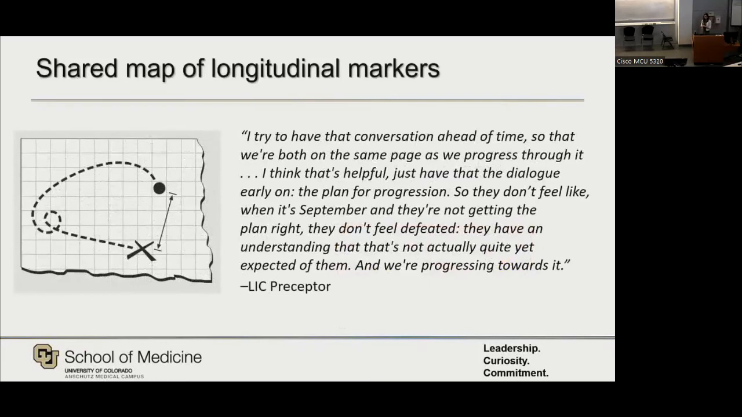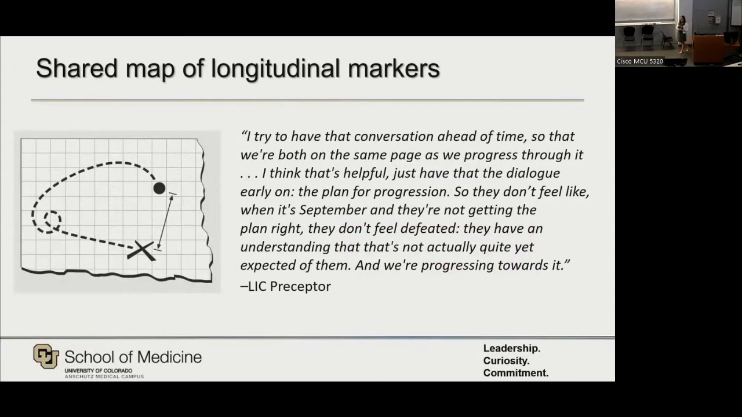And then this leads to the shared map of longitudinal markers. I think probably the loudest thing we heard from all of our groups, and I've actually heard it alluded to here, is: how are we supposed to know where the student's supposed to be? You just set us out to sea, and then we're supposed to arrive at this magical place at the end of the year where the students are ready to be done with clerkship. So how do we get there?